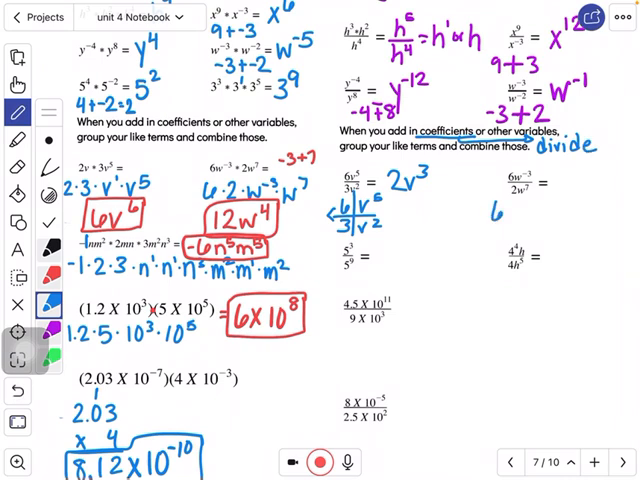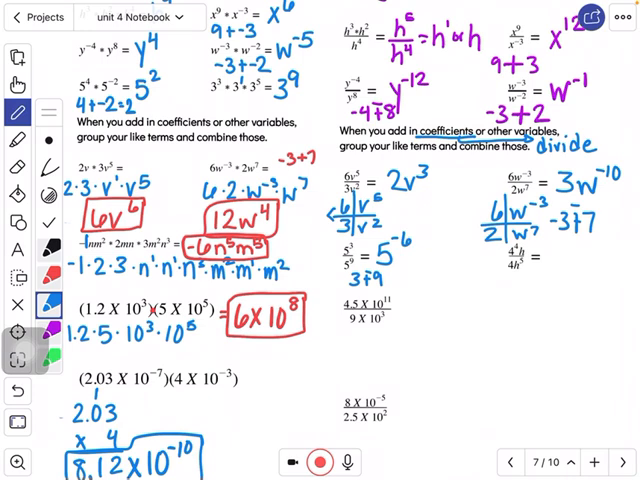6w to the negative 3rd divided by 2w to the 7th. So 6 divided by 2 is 3. W to the negative 3 minus 7. So that's negative 3 plus negative 7. That gives us negative 10. Now here, this 5 is a base. It is not a coefficient. So we subtract 3 minus 9. That is 3 plus negative 9, or 5 to the negative 6.